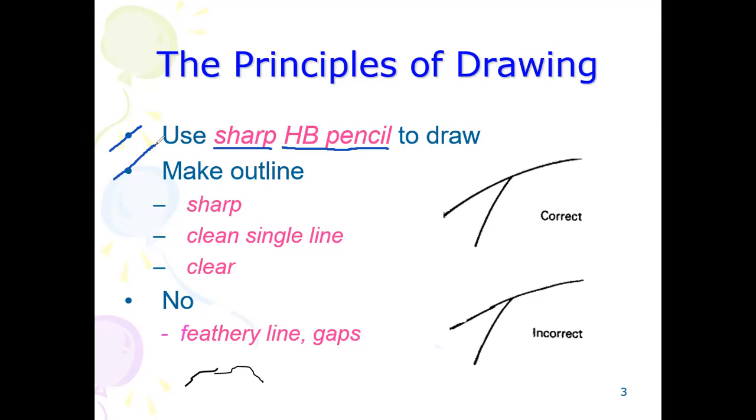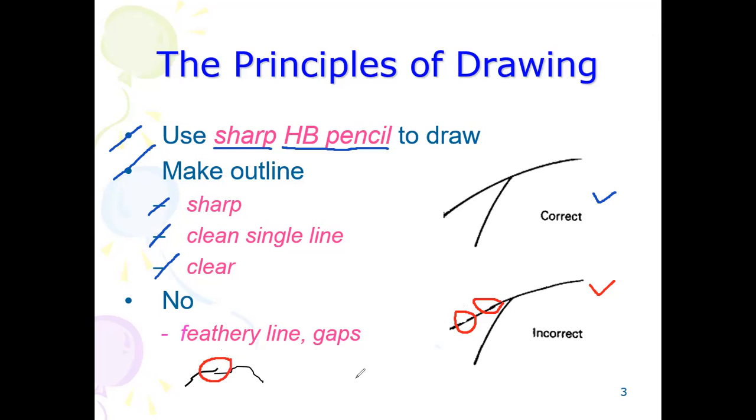So when you make your outline or you draw, the line must be sharp, the drawing line must be sharp, it must be clean, single line, and it must be clear. For example, here. So this one here, you see the line is clean, single line, clear, and the thickness is the same throughout. Whereas compared to this one, you can see that there's some feathery line here and some feathery line here. The thickness is not the same. So this is not acceptable. Or here, feathery and gaps.